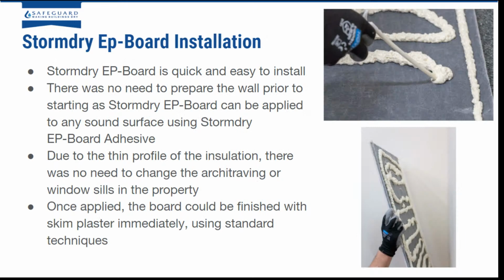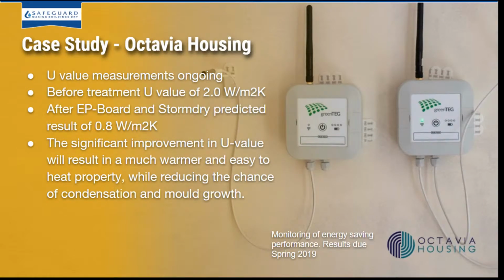So, storm dry EP board was installed. It's very quick and easy to install. You use an adhesive to stick it on the wall. There's a very thin profile, so there was no need to change the architraving or windowsills in the property, which meant that the installation went very, very quickly, and the installers were very impressed actually. And it can be skimmed straight away with standard board skim and painted using standard techniques.